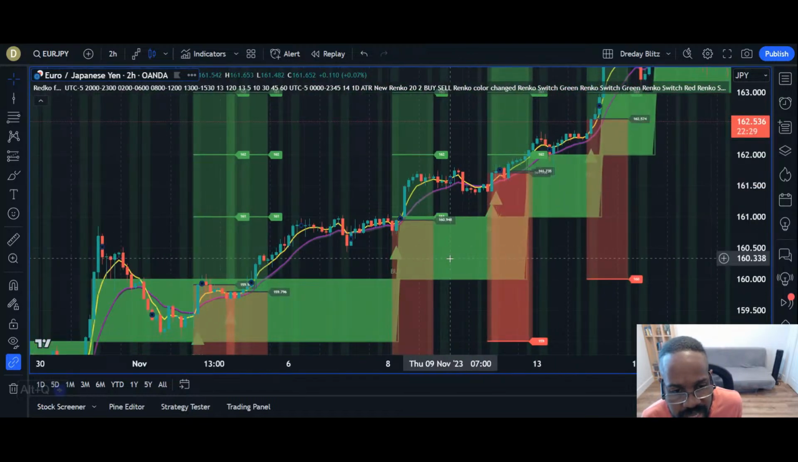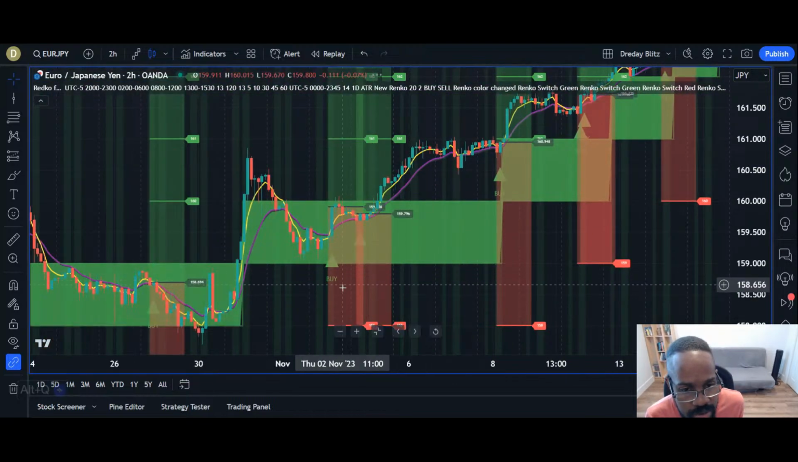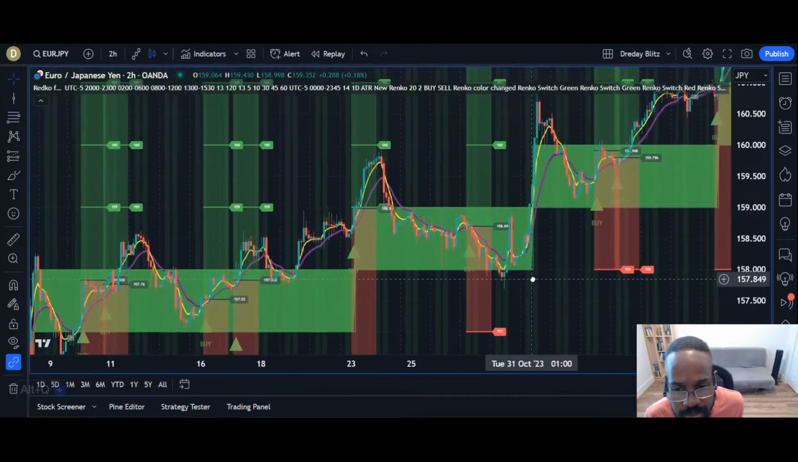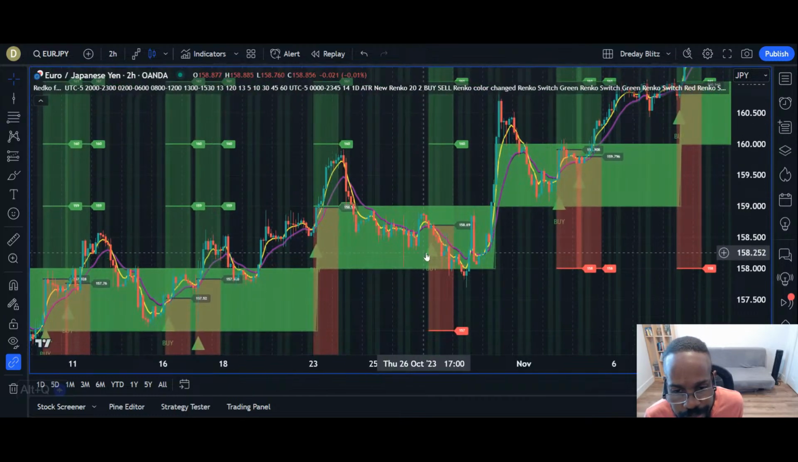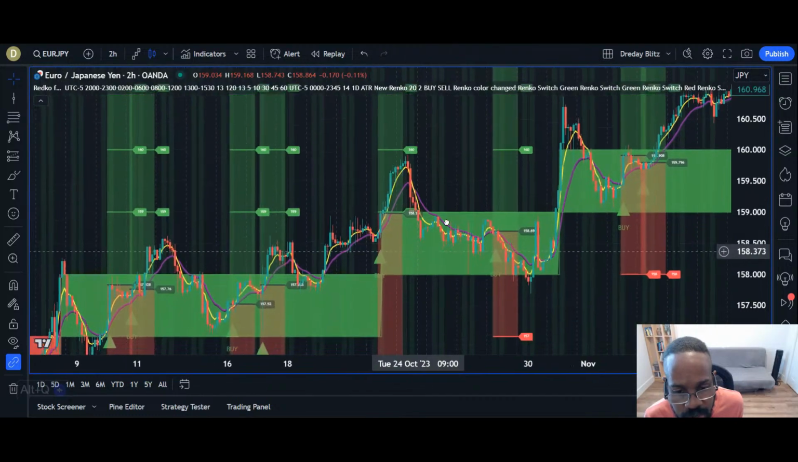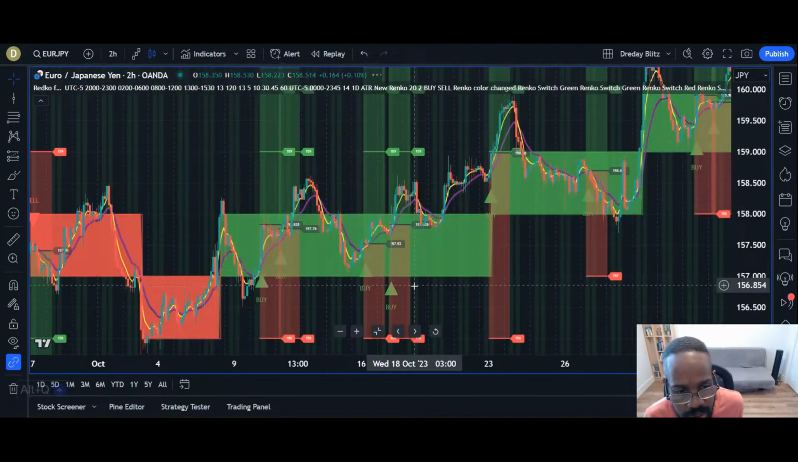But yeah, that's AUD/JPY on the 2-hour time frame, so looking good too. What I may say is, as long as you're trading within session, you will be in profit.